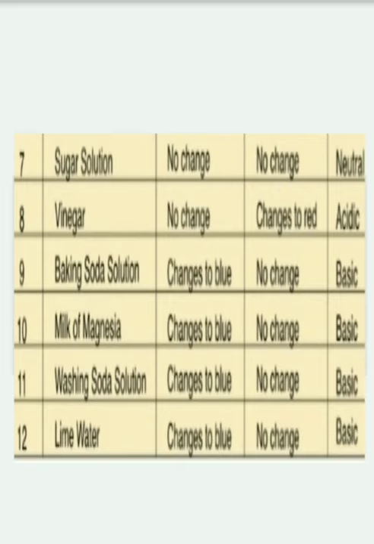And then vinegar, lime water. Vinegar changes the blue litmus into red, but no change in the red litmus paper, so vinegar is acidic in nature. Baking soda, milk of magnesia, washing soda solution, lime water, these substances change the red litmus paper into blue in color, but no change in the blue litmus paper, so these substances are basic in nature.